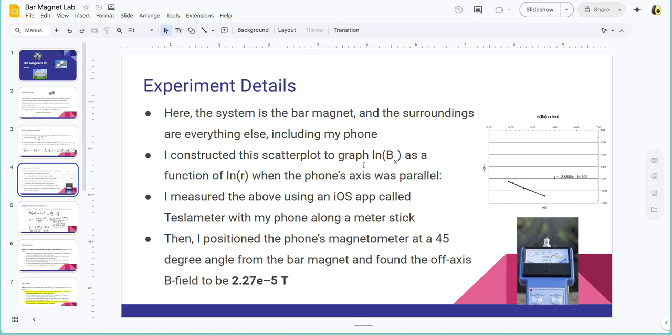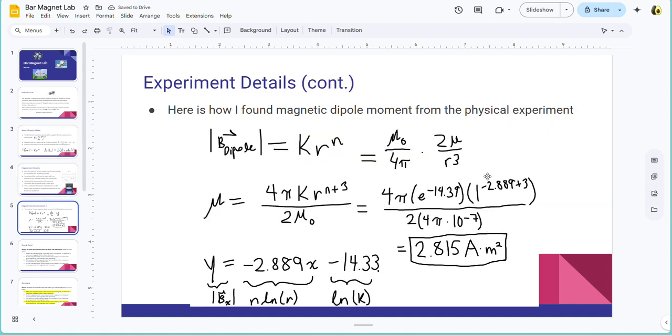And here's my scatter plot of the natural log of the B field x component as a function of the natural log of r, or the radius, when the phone's axis was parallel to the actual magnetic dipole direction. I measured the above using an iOS app called Teslameter, with my phone as the observation location and a long meter stick. Then I positioned the phone's magnetometer at a 45-degree angle from the bar magnet and found the off-axis B field to be 2.27 e negative 5 teslas. And here's the graph that I used for linearization.